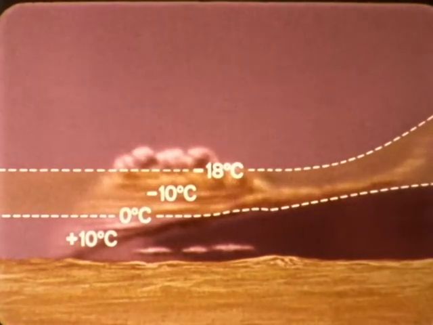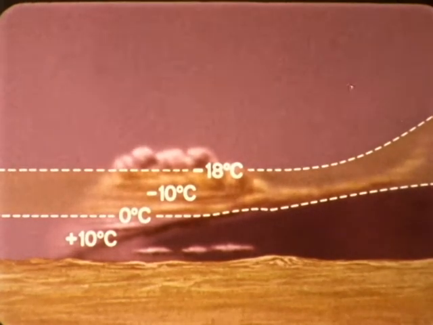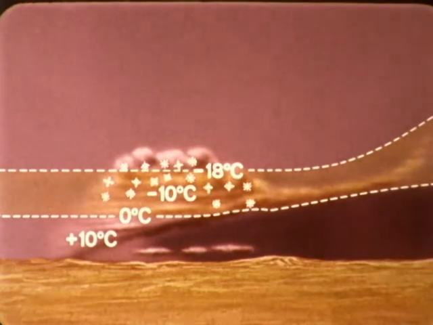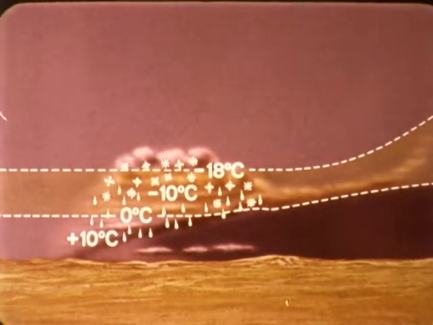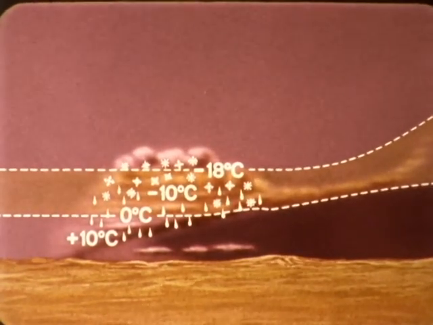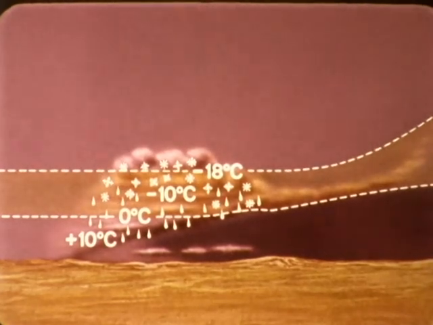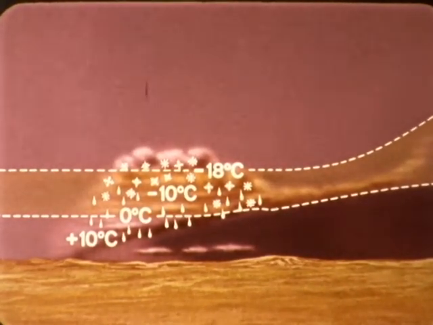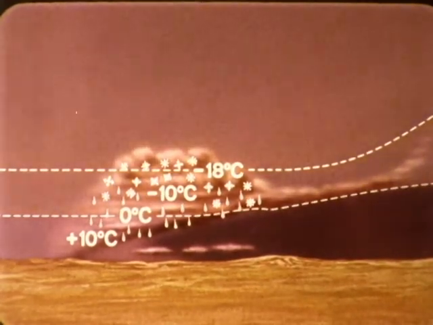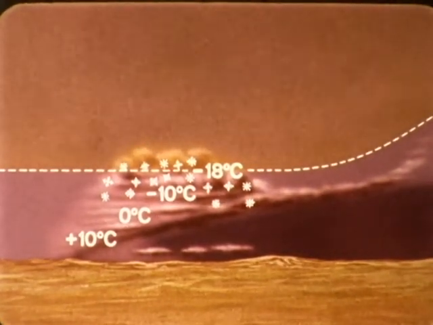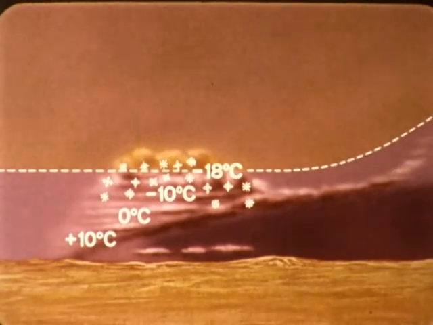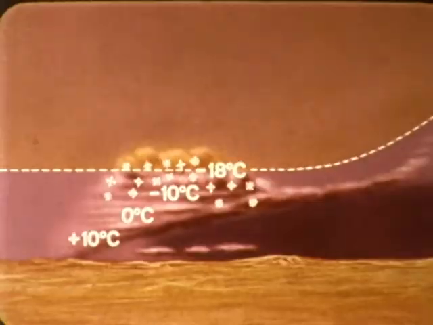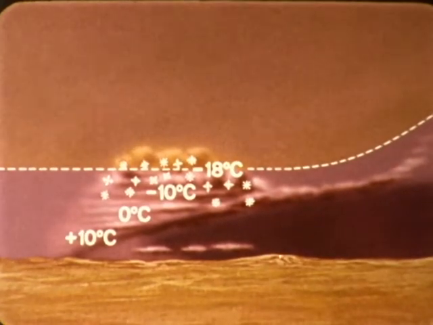In the band where the temperatures are between 0 and minus 18 degrees centigrade, the clouds are composed of a mixture of ice particles and supercooled water droplets. Because of the presence of water in liquid form and below freezing temperatures, you may expect icing conditions. In the area where the temperatures are below minus 18 degrees centigrade, the clouds are composed mostly of ice crystals, and normally formation of ice will be encountered.